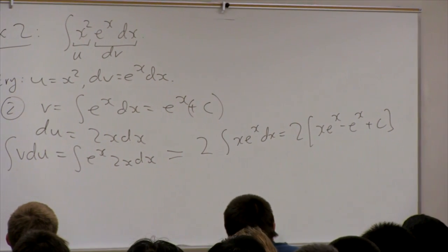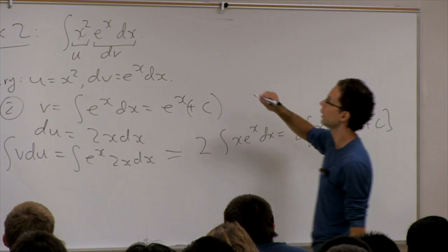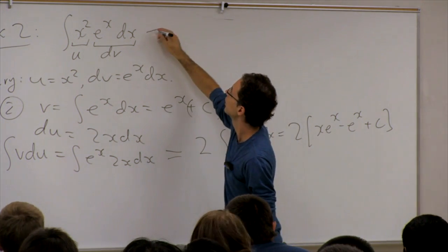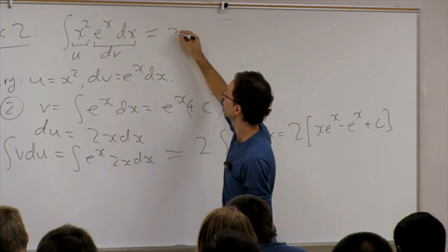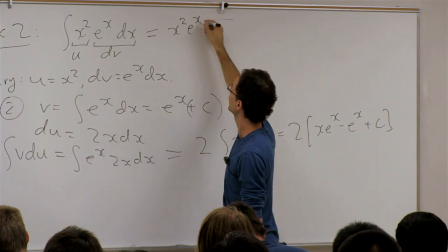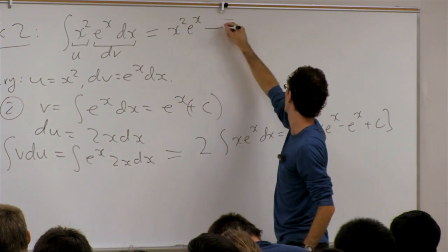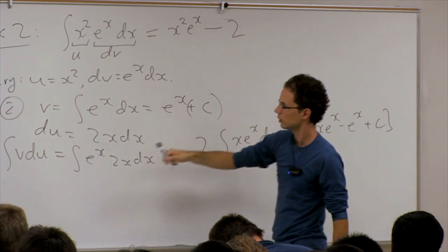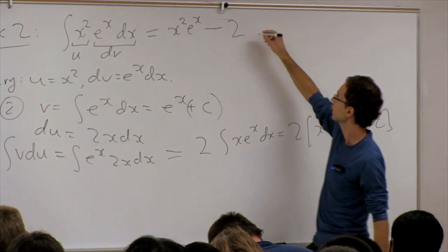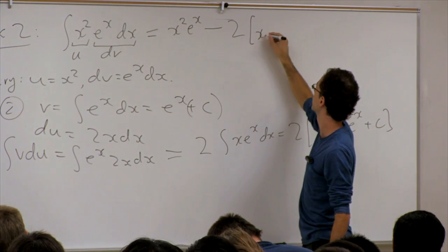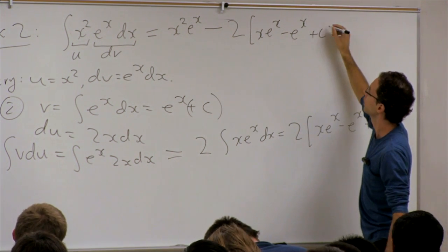plus a constant. OK, so now I have, again, all the pieces I need to write out this integral here. So here's v times u, which is just x squared e to the x, and then minus the integral of v du, which here is twice this whole quantity here, 2 x e to the x minus e to the x plus a constant.